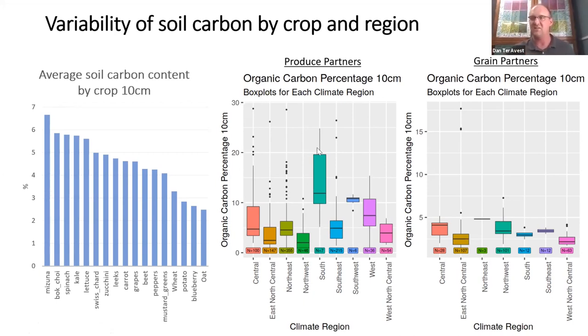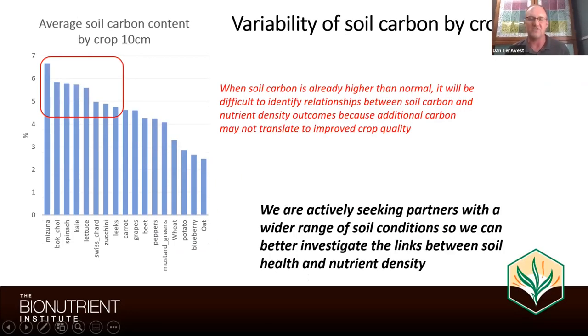And again, looking at scale, when you look at the grain partners and the distribution of soil carbon in different regions, we see very few observations even above 5% carbon. All of this is above 10%, and then there's just a few here above 5%. It is the scale of management that has a real impact. And I don't think that's going to surprise anybody here, that context matters, right? When the soil carbon is already higher than normal, it's going to be difficult to identify relationships directly between soil carbon and nutrient density, because adding a little bit more carbon in an already fairly saturated system, it's going to be hard to pick up any signal from that.